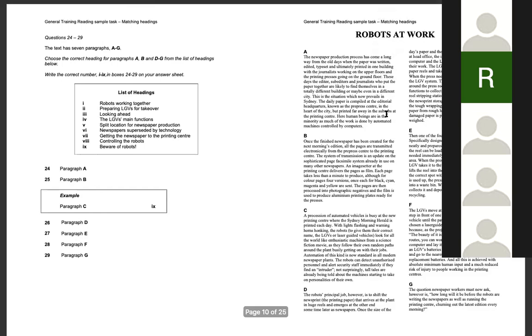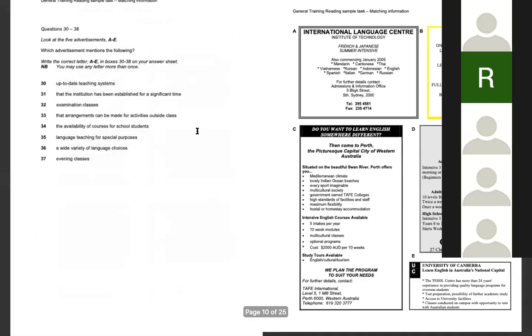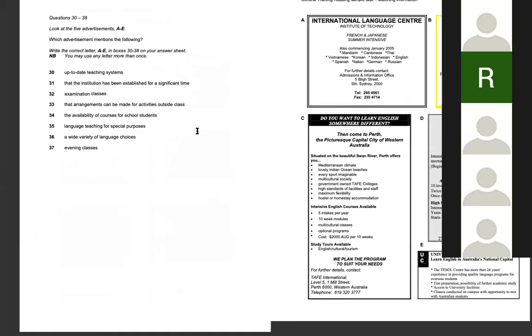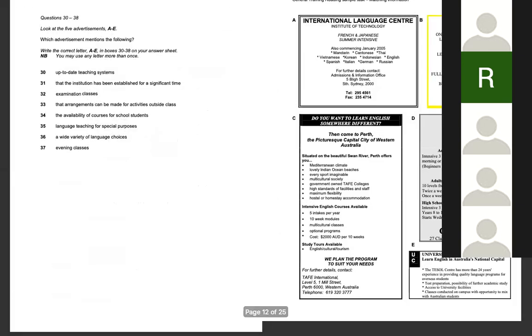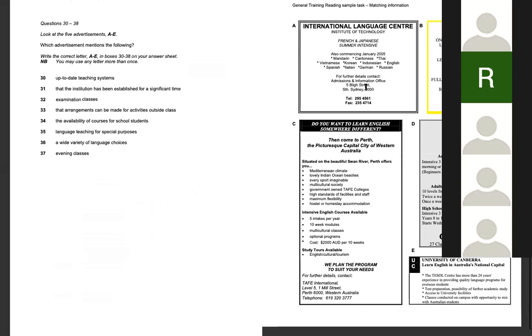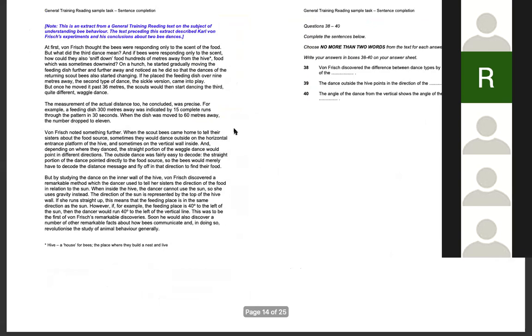Whereas this is your third reading passage. If you can see, it has information like this. It could be posters, it could be adverts, and you'll have to answer. There are 5 advertisements from A to E, and then you'll have to match information again. Each sentence is given, and you have to match which advert belongs to which. That's from question 30 to 38.